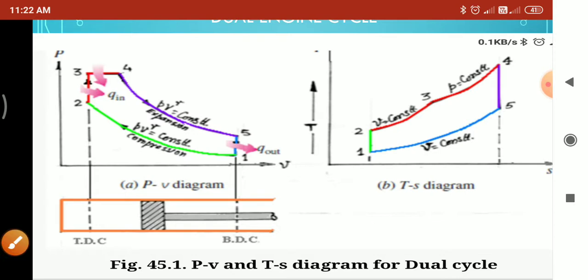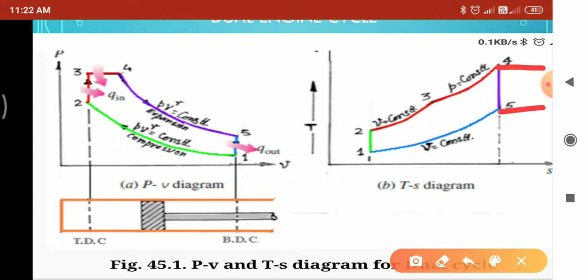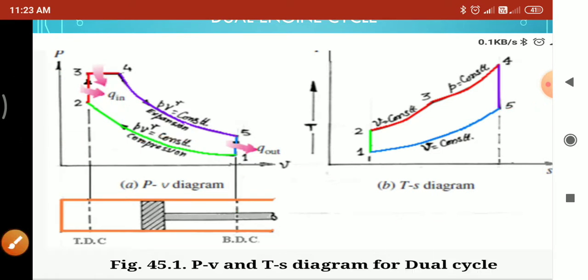Then process number 4, from 4 to 5. This is called the isentropic expansion process, meaning the piston moves from TDC to BDC, and in this process heat remains constant. There is no addition or rejection of heat, but temperature drops from T4 to T5, volume increases from V4 to V5, and pressure drops from P4 to P5. These are the changes of properties of the system, but heat remains constant.